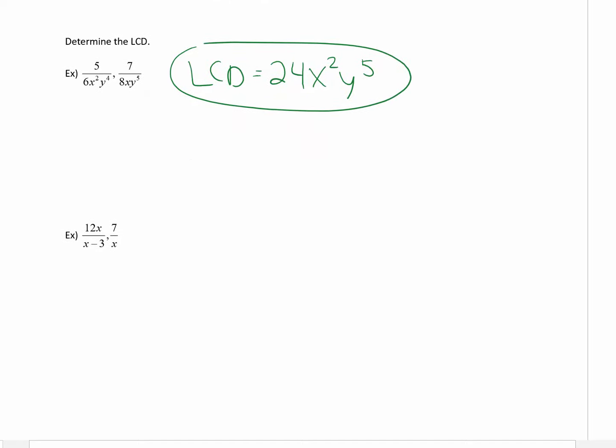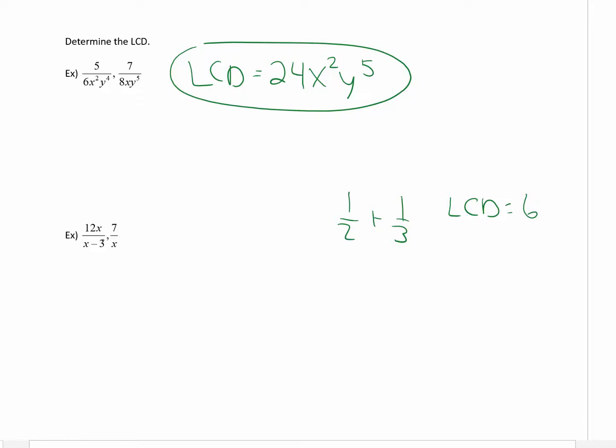Okay, let's take a look at the next example. Before we do this problem, I want to do a very quick example here. Well, what's the LCD here? Well, that's 6. The denominators have absolutely no factors in common except 1. So what did we do? We multiply 2 times 3.